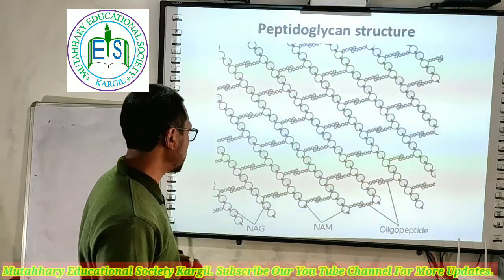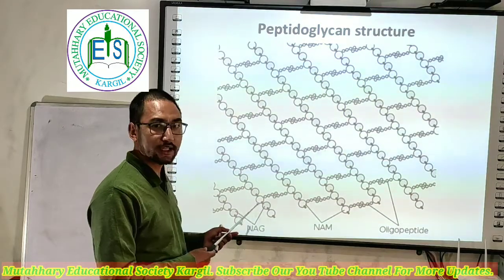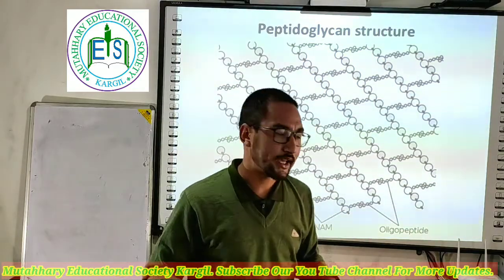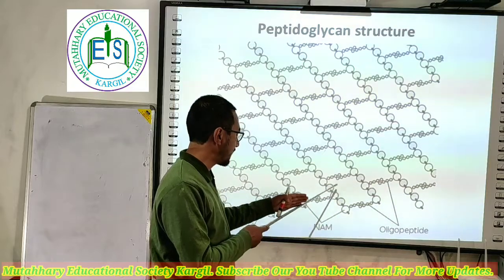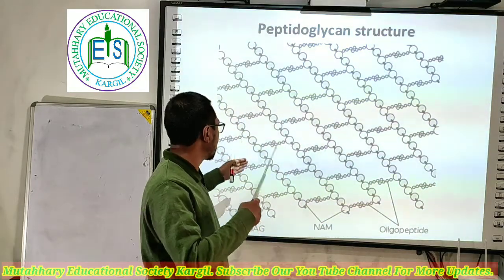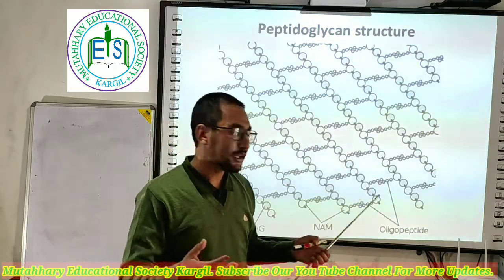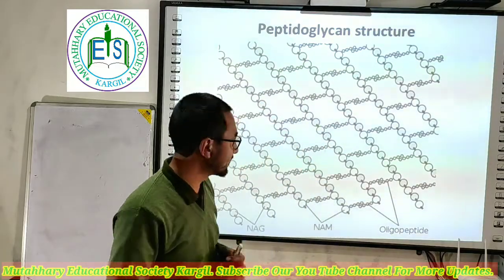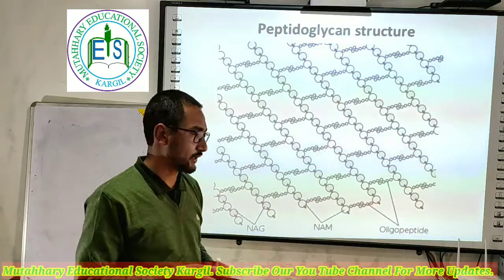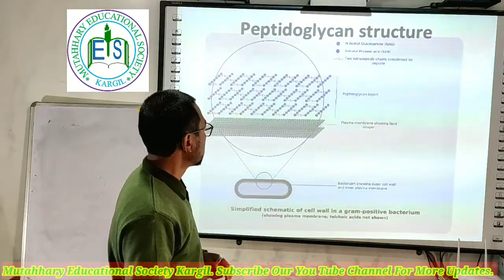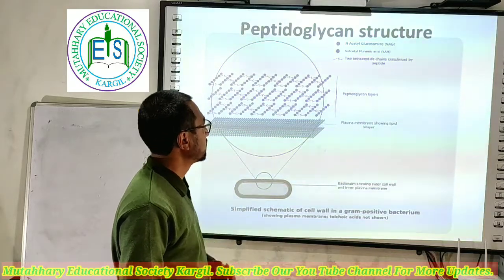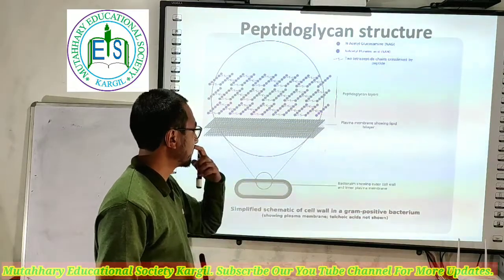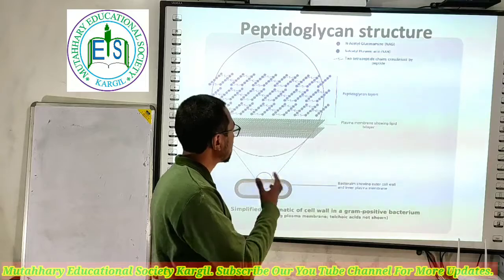So this is how a peptidoglycan structure will look like. This is your NAG molecule, N-acetylglucosamine. This is your NAM molecule, N-acetylmuramic acid. These are alternate, one NAG, one NAM, one NAG, one NAM. And the fibers of these NAG and NAM are being held together by small oligopeptides. That means small branches of amino acids. So this gives a kind of mesh-like structure. So this is how, in microscopic terms, when you will try to see, this is how you will find the bacterial cell wall, a peptidoglycan structure.